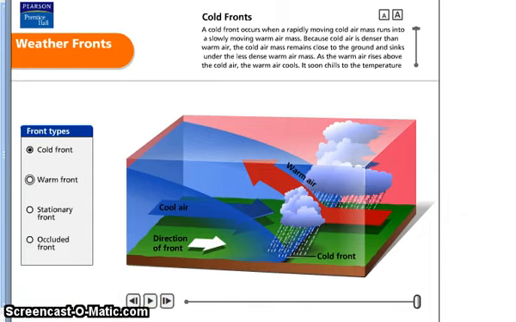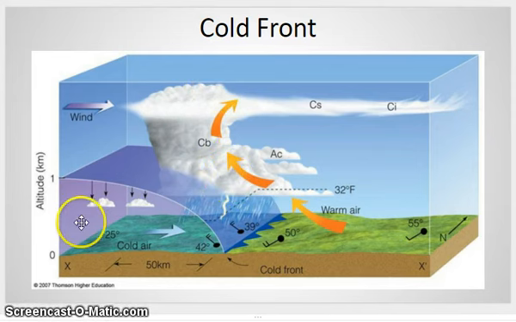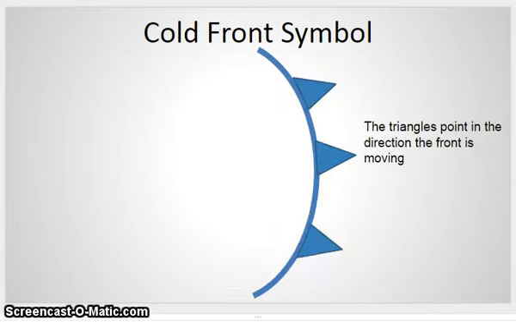Let's go back and show a picture of what this looks like from the side. The warm air gets forced up, and there you have your storms occurring. Notice how cold the air is behind the front and how warm the air is in front of the front. Also notice that the arrows on the front show you the direction that the cold front is moving. So this cold front is moving from left to right because that's where the arrows are shown.